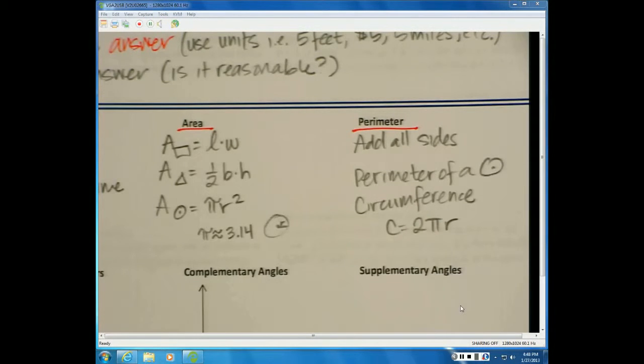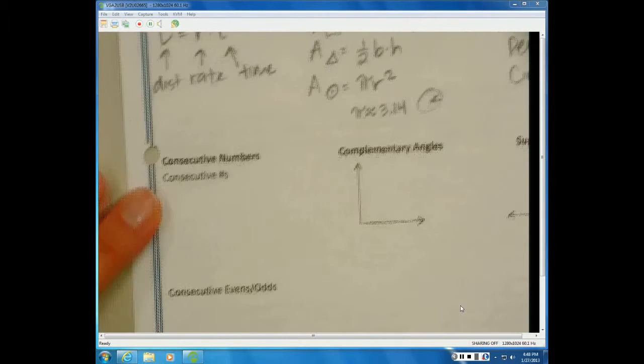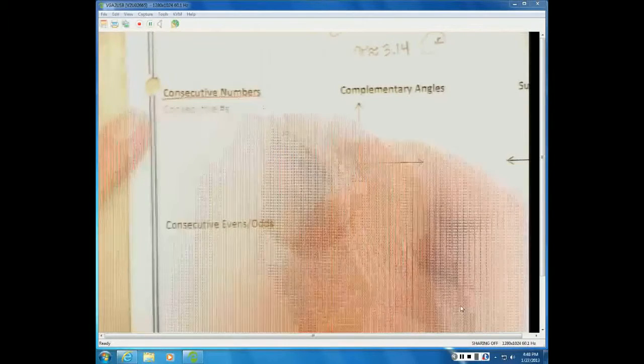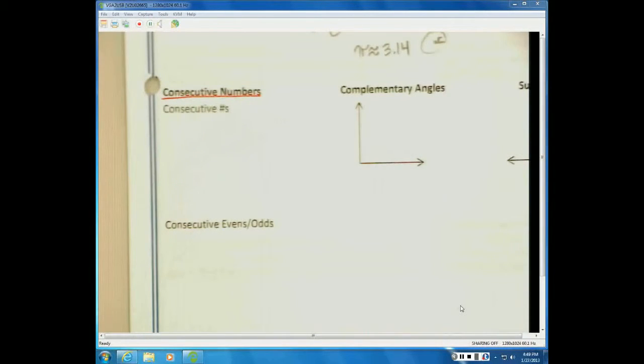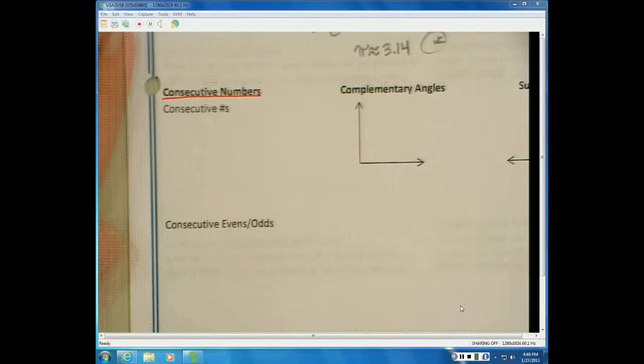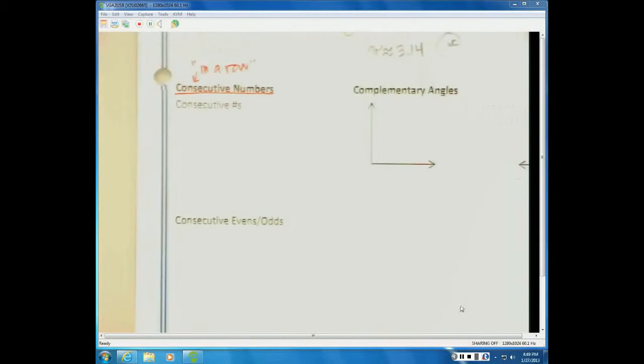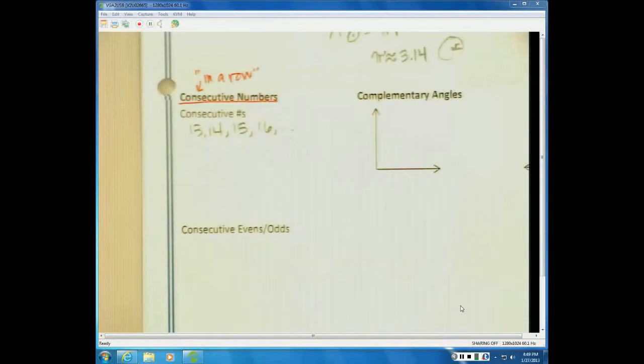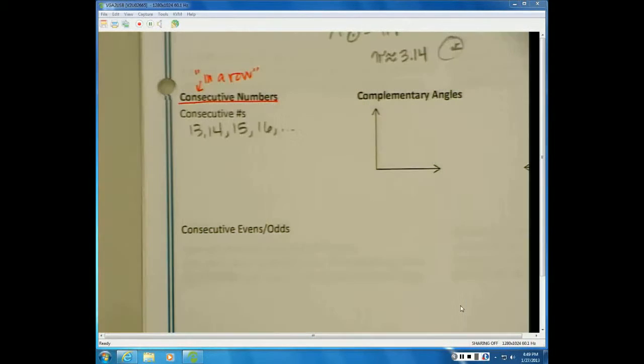The next three, though, this should be, well, it might be new to you. Let's talk about consecutive numbers. Well, the word consecutive means one after the other, or in a row, you could think of them. So consecutive numbers would be numbers in a row, like 13, 14, 15, 16, and so on. Those are 4 consecutive numbers.